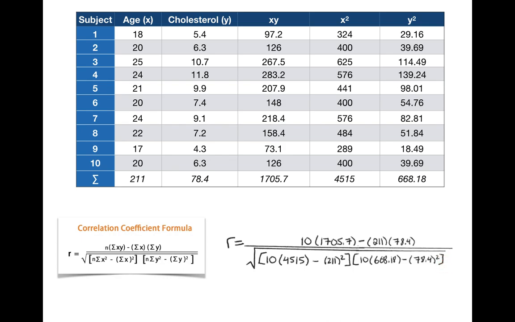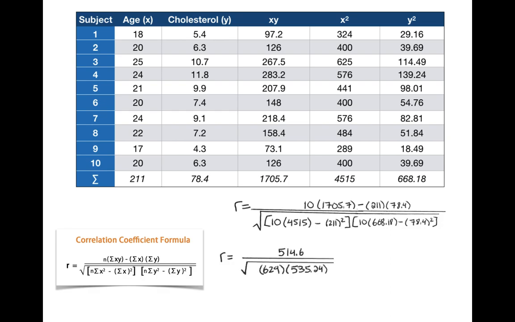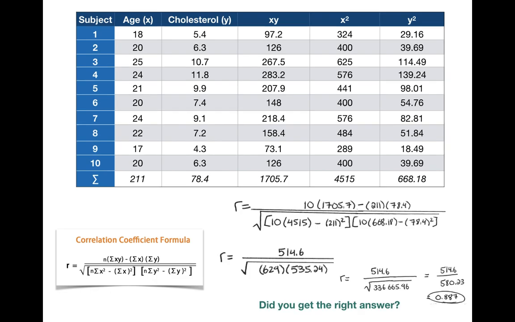Okay, so if you didn't quite get it yet, pause and try to finish that off. Use your order of operations. Okay, so you should have gotten this value, 0.887. Did you get it right? If you didn't, go back and figure out where you went wrong.